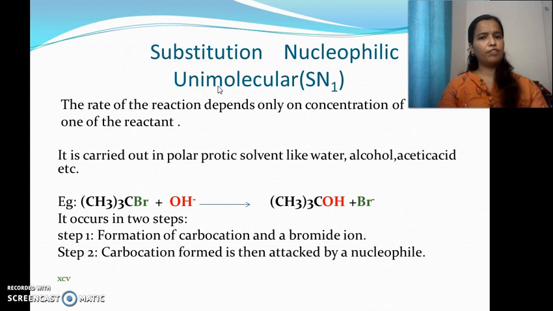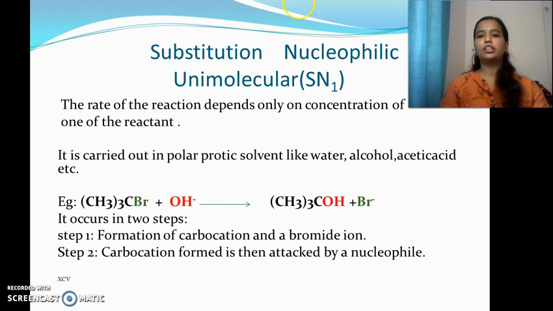Now why is it called SN1? Because in nucleophilic substitution reaction, two reactants are involved. One is the alkyl halide and another one is the nucleophile. So two reactants are involved. Then why is it called unimolecular? That is because the rate of the reaction depends, here in this SN1 mechanism, only on the concentration of one of the reactants. That is why it is called unimolecular.